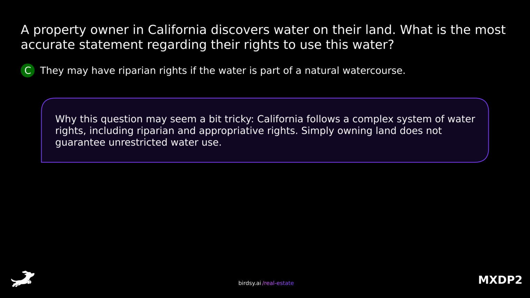Why this question may seem a bit tricky. California follows a complex system of water rights, including riparian and appropriative rights. Simply owning land does not guarantee unrestricted water use.